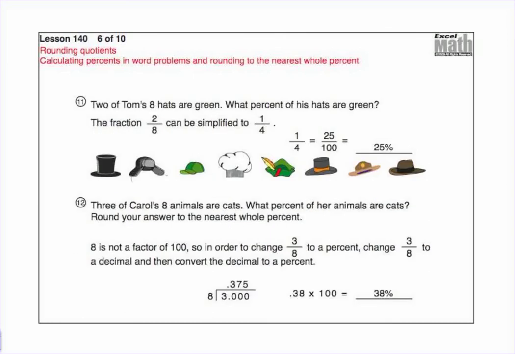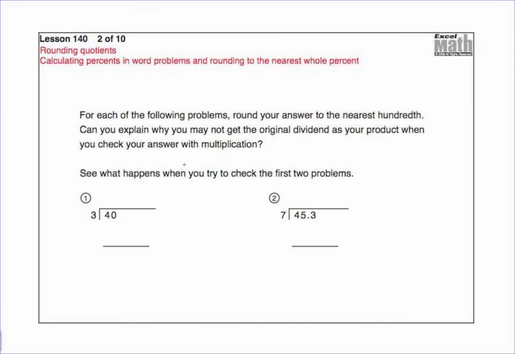Whoa, went too far here. Okay, here are some problems. For each of the following problems, round your answer to the nearest hundredth. Can you explain why you may not get the original dividend as your product when you check your answer with multiplication? Well, let's go ahead and try this, and then we'll talk about the answer to that question.